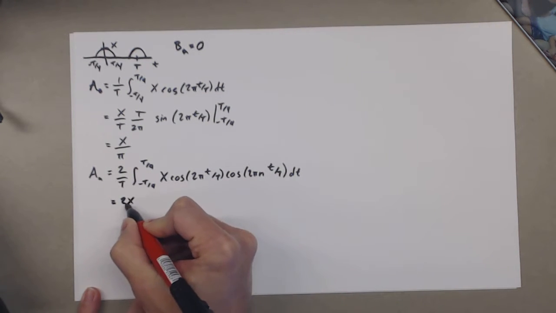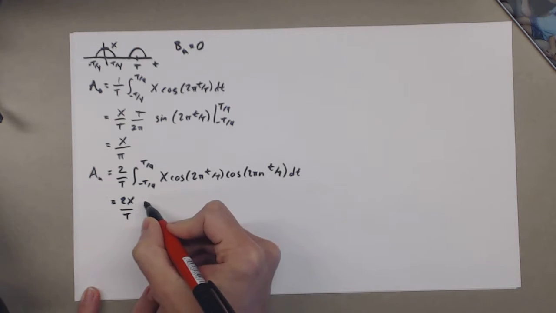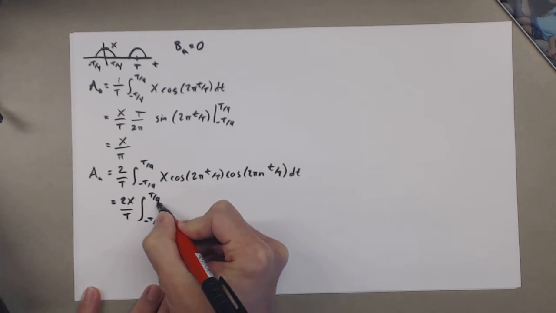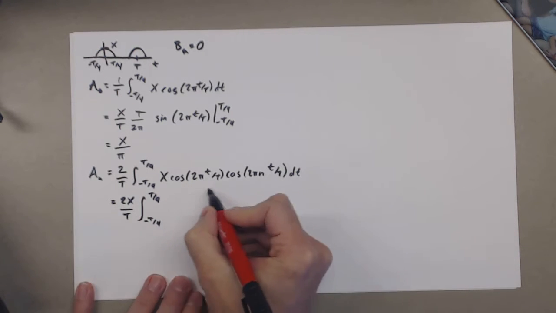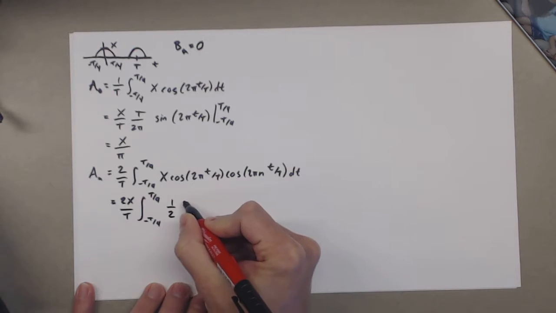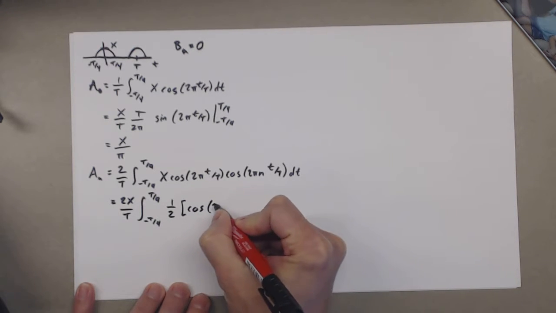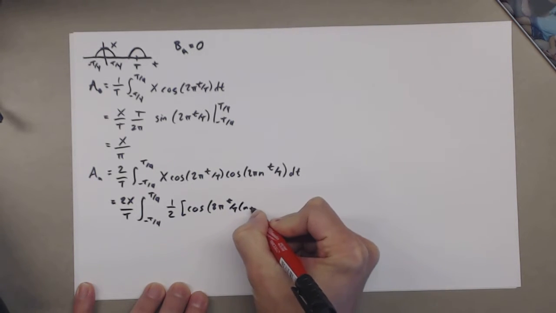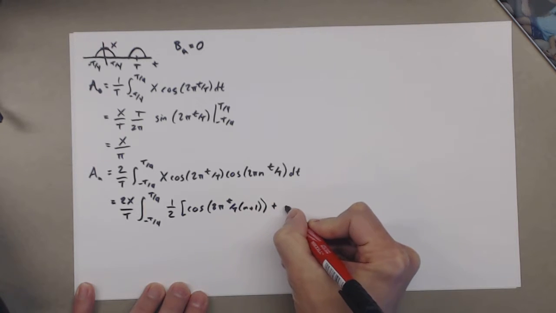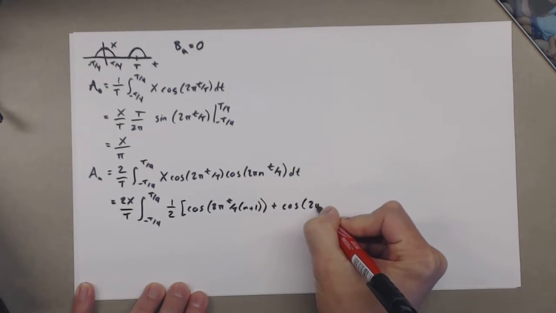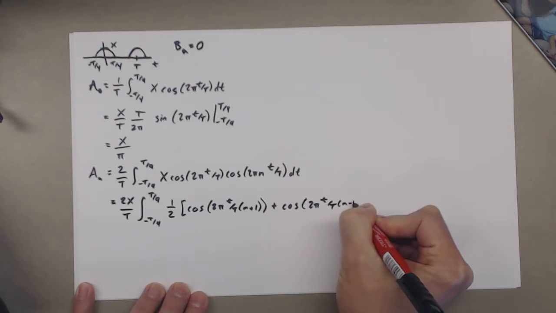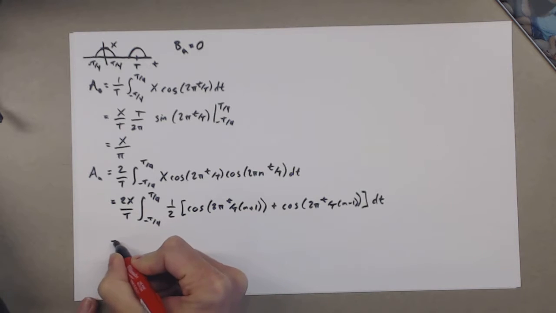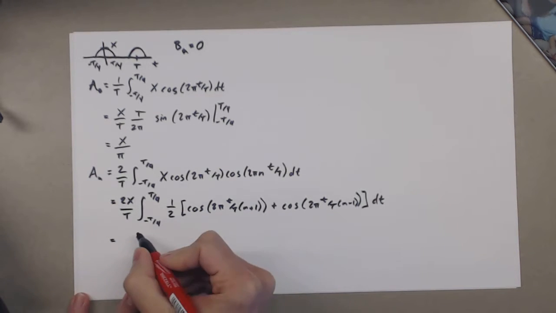So how do we approach this with the product of cosines? Well, if you have the product of cosines, there's a trigonometric identity. You have a half, and then you have the sum of the two frequencies, 2 pi t over T times n plus 1, and you have the difference of the two frequencies, 2 pi t over T times n minus 1. So you're going to end up with some sines again.